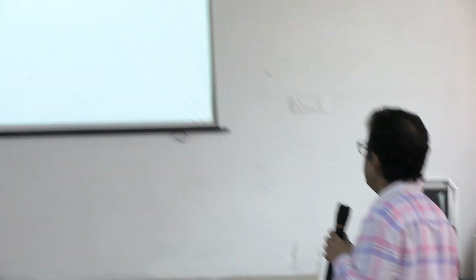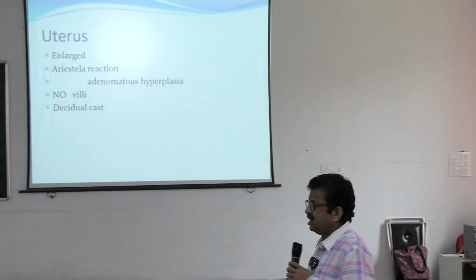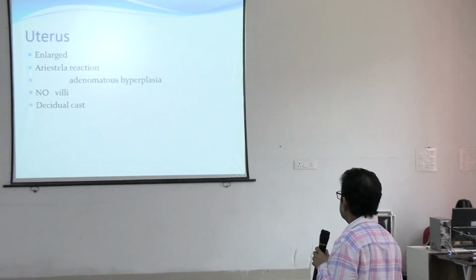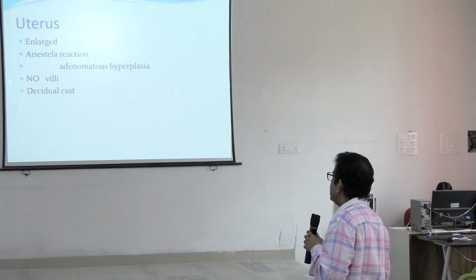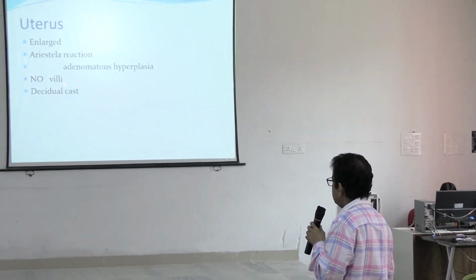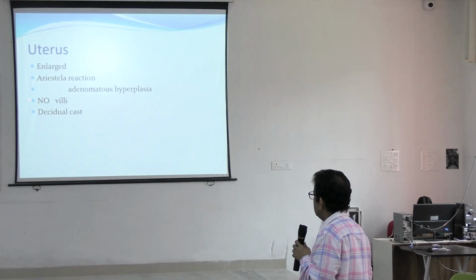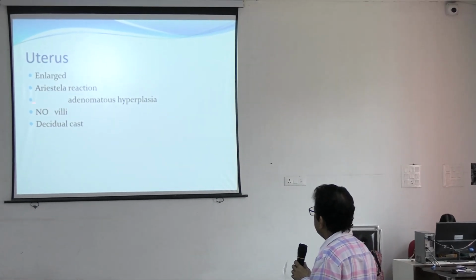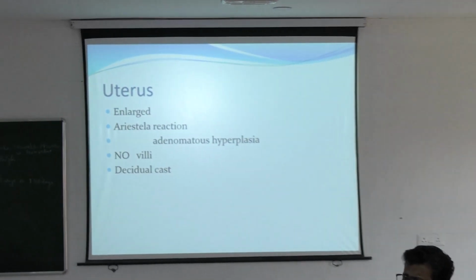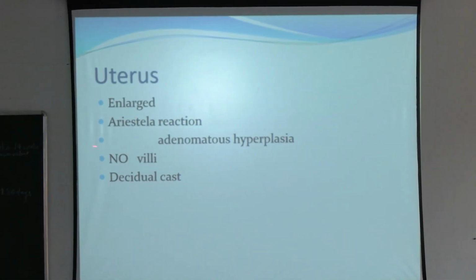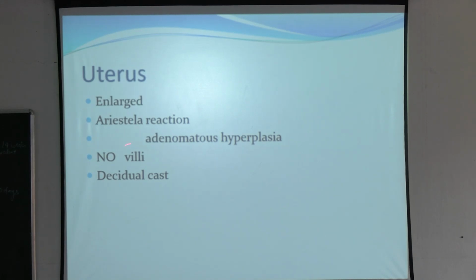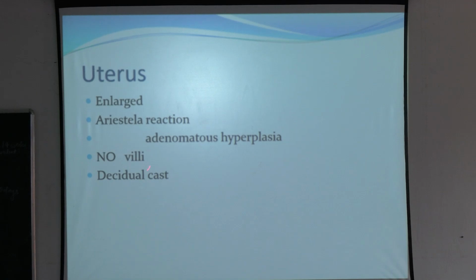That is called Arias-Stella reaction, which is nothing but adenomatous hyperplasia of the endometrial lining. And there will be no villi. So if you suspect that it is due to pregnancy, you have to go for biopsy or histopathology of the endometrium. If you show there is no villi, that means there was no intrauterine pregnancy. That will be helpful later on to differentiate between abortion and ectopic tubal pregnancy. So no villi will be there.